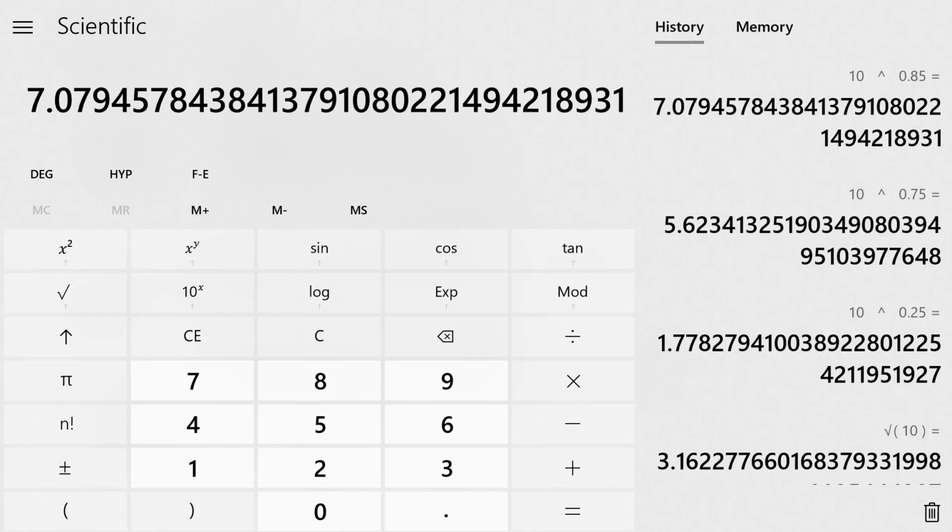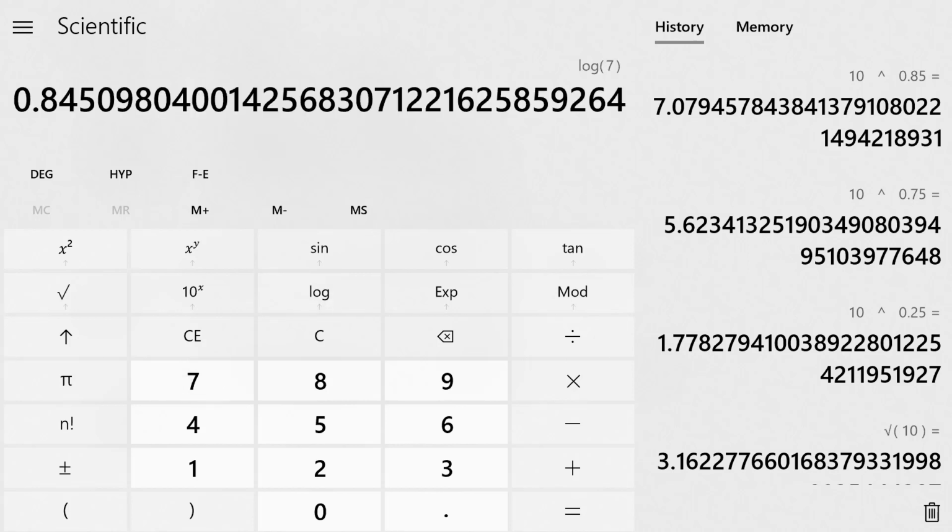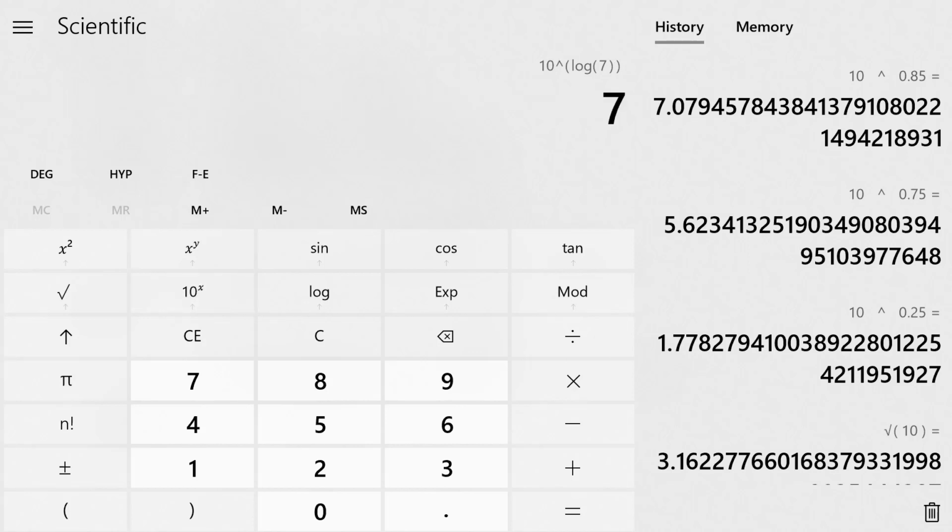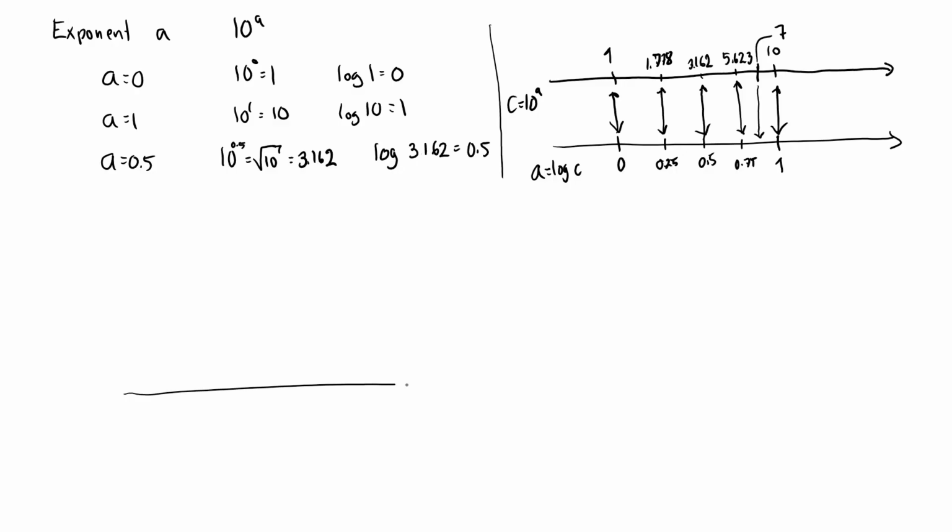The common logarithm has been programmed into most calculators. To find the common logarithm of 7, we simply do 7 and then we click the log button. We find that the common logarithm of 7 is 0.845. That also means that 10 raised to 0.845 must be equal to 7. Remember how the arrows go up and down.